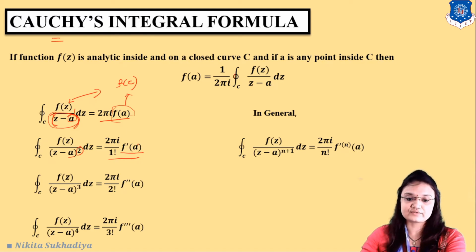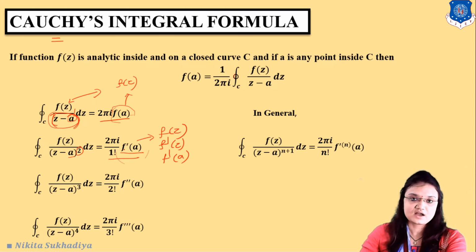So what is the meaning of f dash of a? We have f of z, find the derivative f dash of z, and put z equal to a. So we will get f dash of a. Again, if we have a question like: evaluate the integration of f of z upon z minus a raised to cube dz, where a is any point inside the circle C, this is a third order factor. At that time we can use 2 pi i upon 2 factorial times f double dash of a.